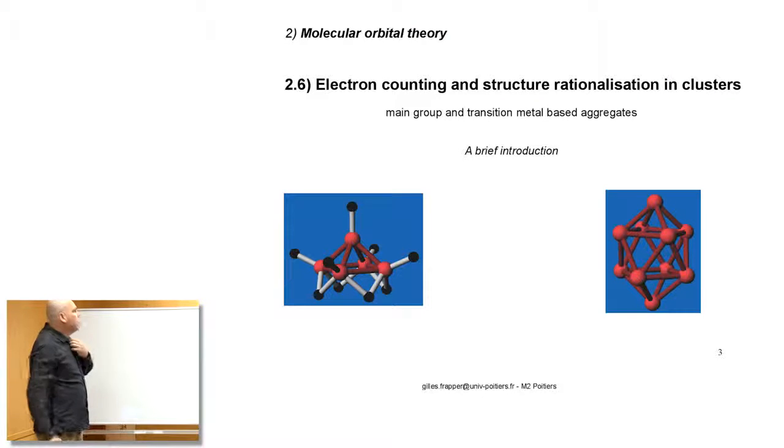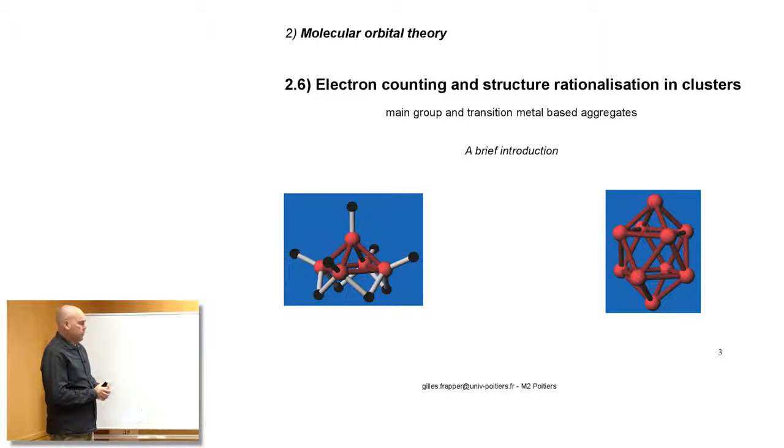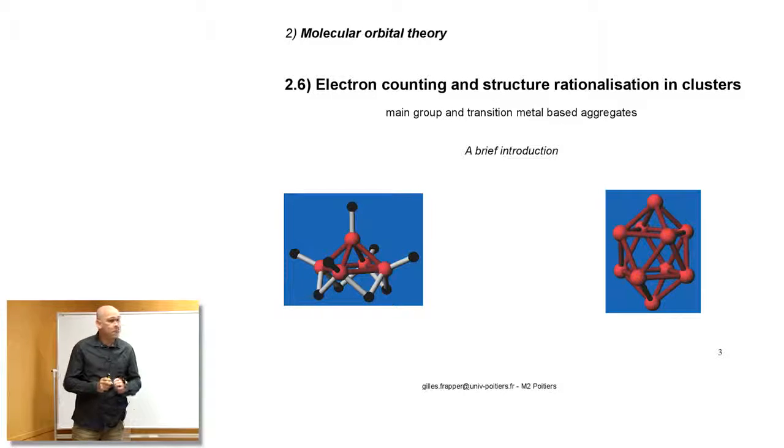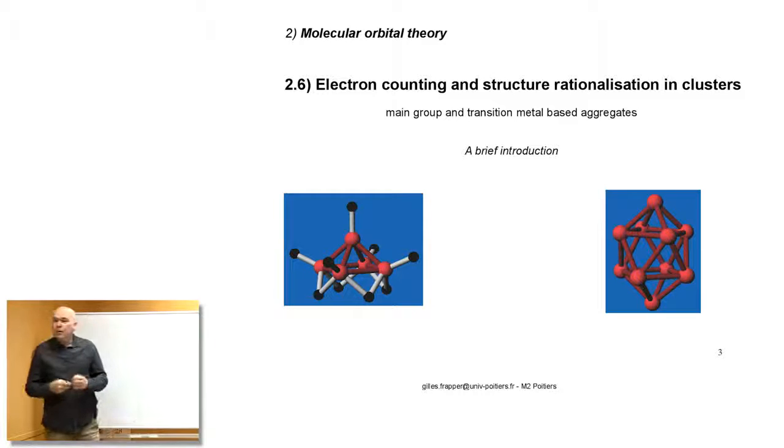So here I will do a brief, very brief introduction to clusters, looking at electron counting and structure rationalization. A cluster is made of main group or transition metal atoms. We can call them aggregates, actually. So here will be, one more time, recipes, only recipes. If you want to learn about the mathematical demonstration, you should go to the literature.